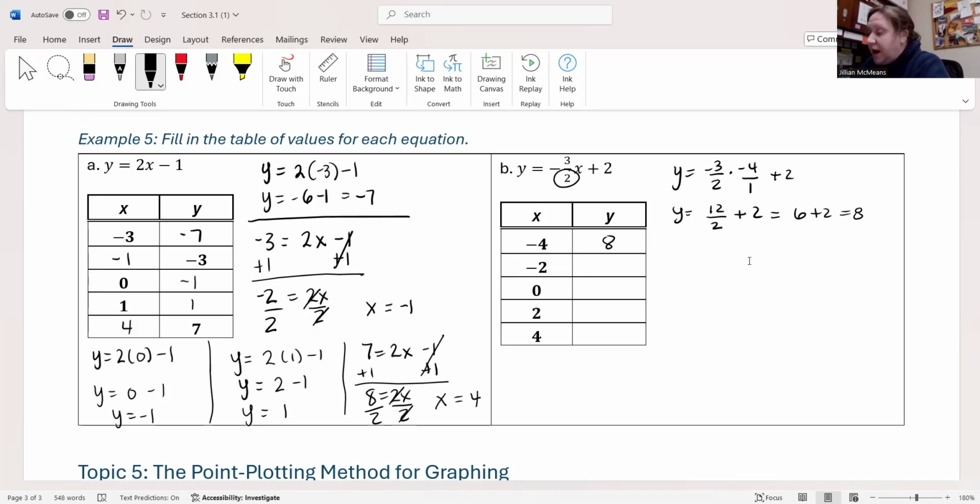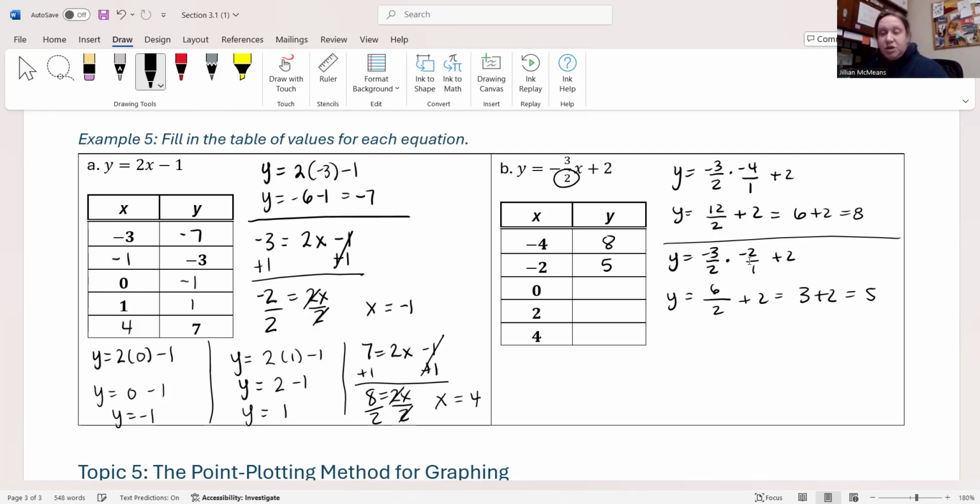And just like in part A, we're just going to lather, rinse, repeat. So we've got the same equation, but this time we want x to be negative 2. Well, negative 3 times negative 2 is 6. 2 times 1 is 2. And it just so happens that 6 divided by 2 is 3. So I know that that's a 5.